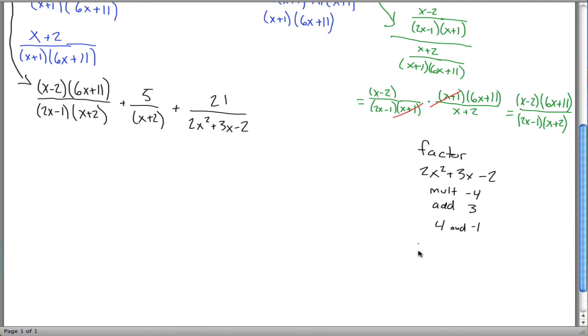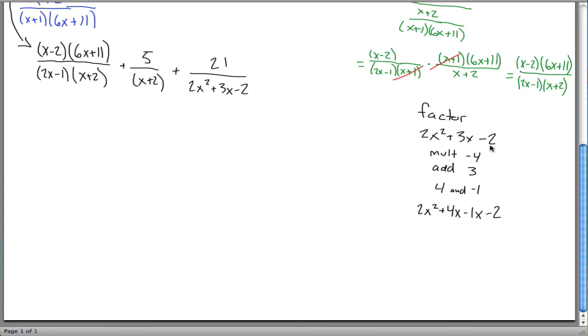So what we can do is replace 3x with 4x minus 1x. And now we have 4 terms and we can factor by grouping. Greatest common factor from the first two is 2x, and that leaves you with x plus 2. Greatest common factor from the next two is negative 1. That leaves you with x plus 2. Now we have two terms that both have an x plus 2 in them, so we can factor that out and be left with 2x minus 1.